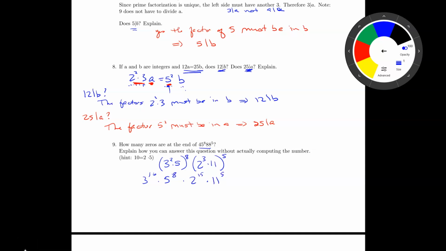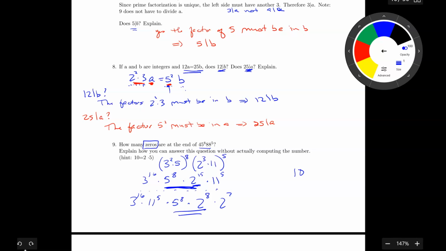Okay, so I want to find out how many zeros. So that means I want to find out how many factors of 10 there are, right? How many factors of 10 can you see in here? So if I look at 3 to the 16th, I'll leave that over to the side. 11 to the 5th, I don't need that. Here, if I have 5 to the 8th, and if I break this 2 to the 15th up into 2 to the 8th and 2 to the 7th, these two here make a factor of 10. So I will have 8 zeros, right? Because there'll be 8 factors of 10.